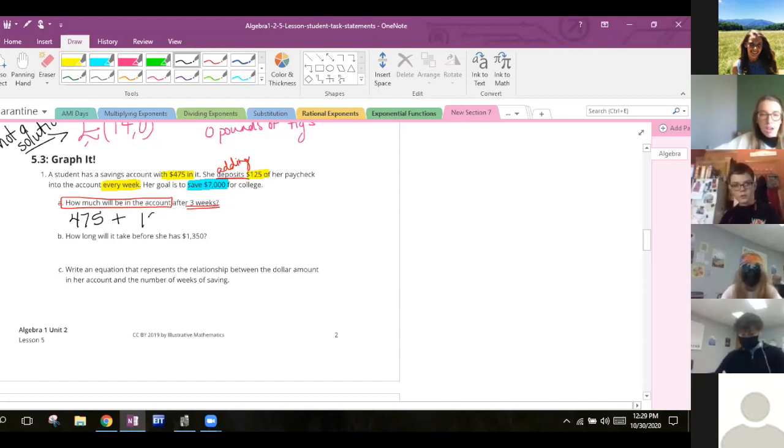125. All right, she's doing 125, but think about it like this. She adds 125 after 1 week. So how are we going to find out how much she saves after 3? 125 times 3. Good. So we have addition and multiplication. We need to follow order of operations, so we do multiplication first. So what's 125 times 3?